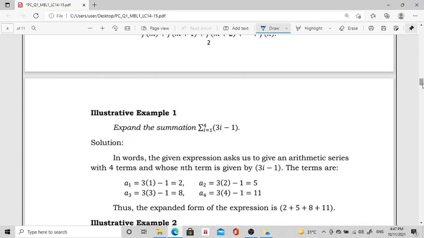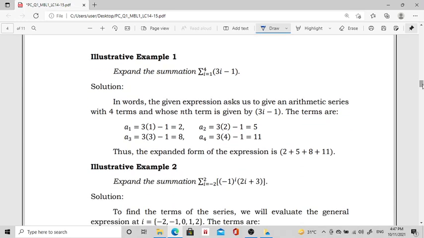Let's try to expand a summation expressed in sigma notation. For our first illustrative example, our f of i is 3i minus 1. And we're asked to expand this expression. So we see that our minimum value, our m, is 1, while our n is 4. Meaning, we have to evaluate the expression 3i minus 1 at i is equal to 1 to 4. So we will have the following values.